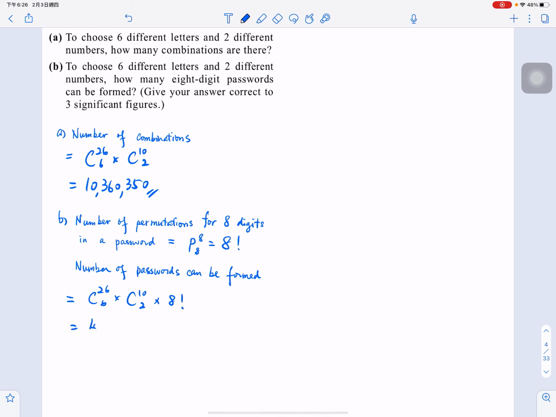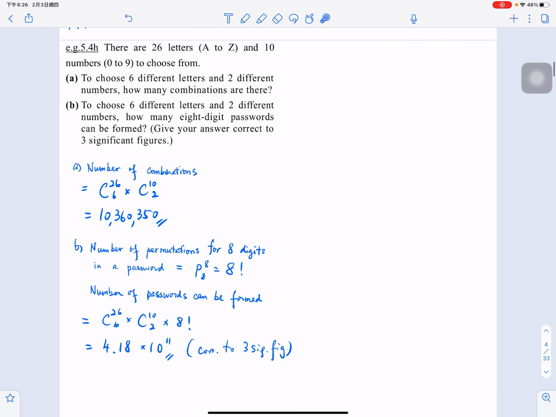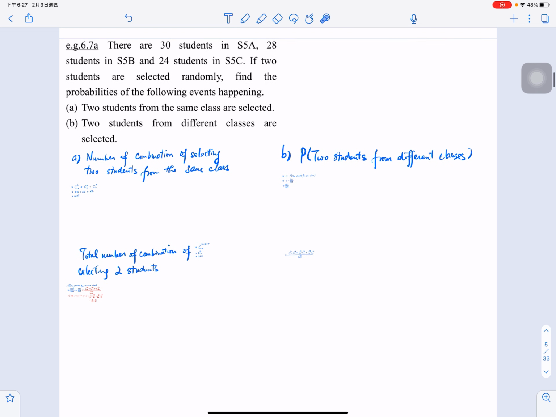So you found that this one is really great. 4.18 times 10 to the power 11. Correct to 3 significant figures. That means 418 here. Understand? Hope you understand about the combination and permutation. This question actually is related to both of them, permutation and combination. Now, let's have a look at some probability questions.